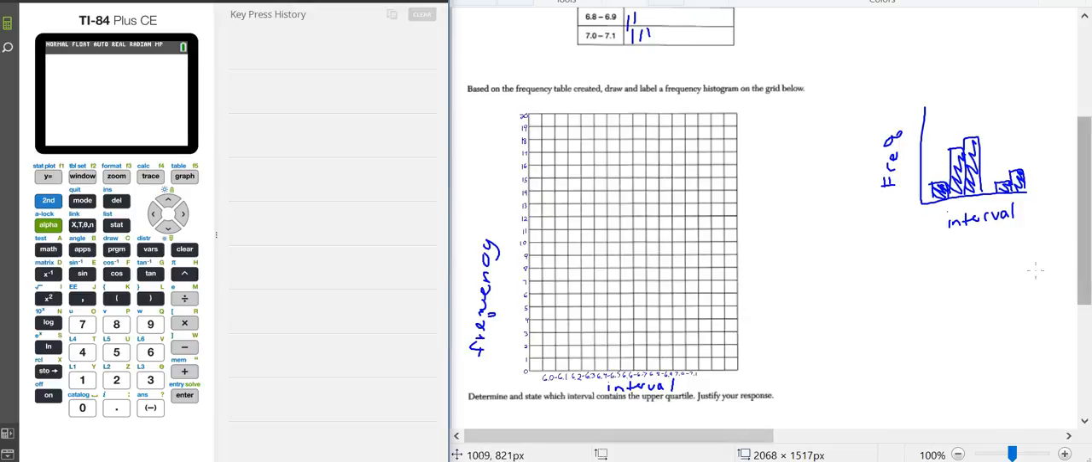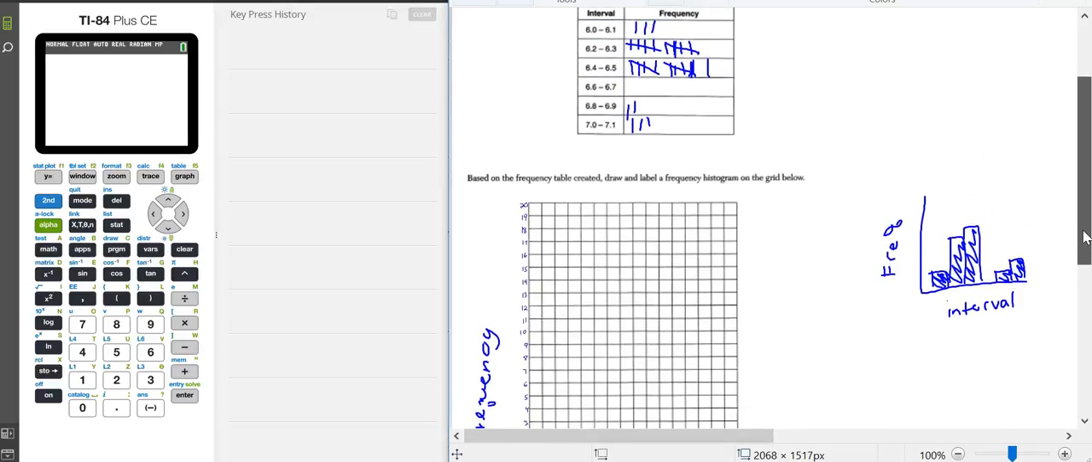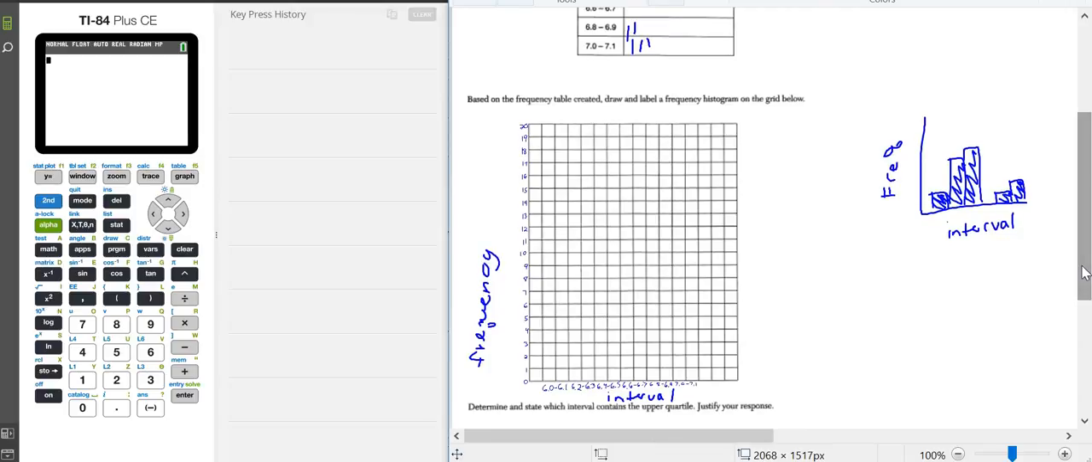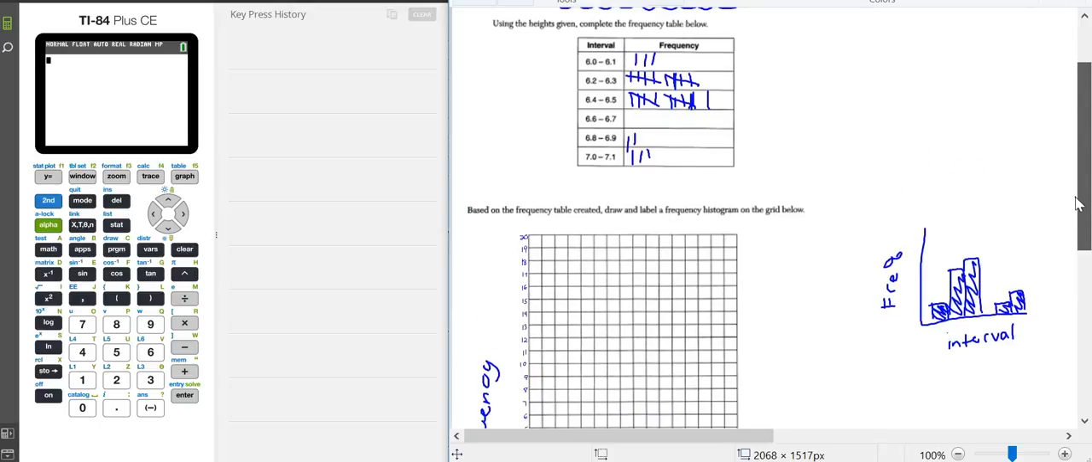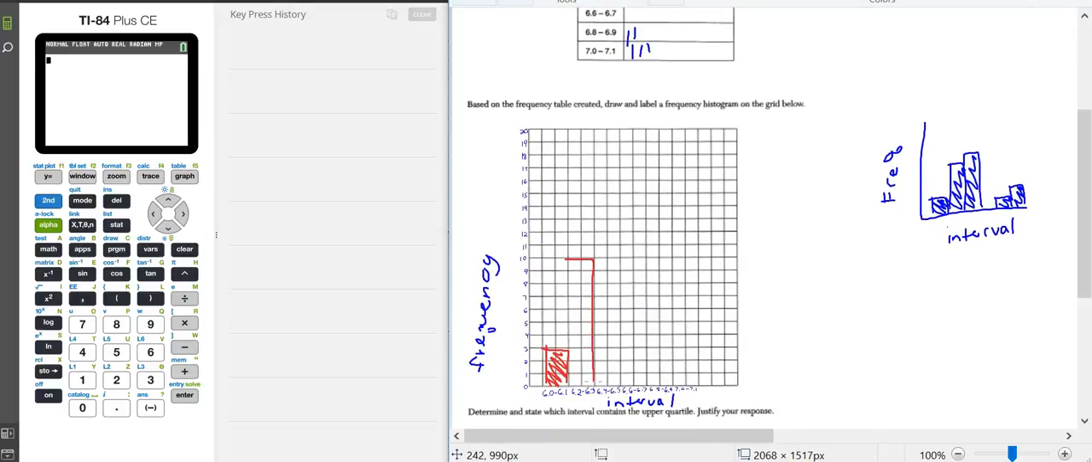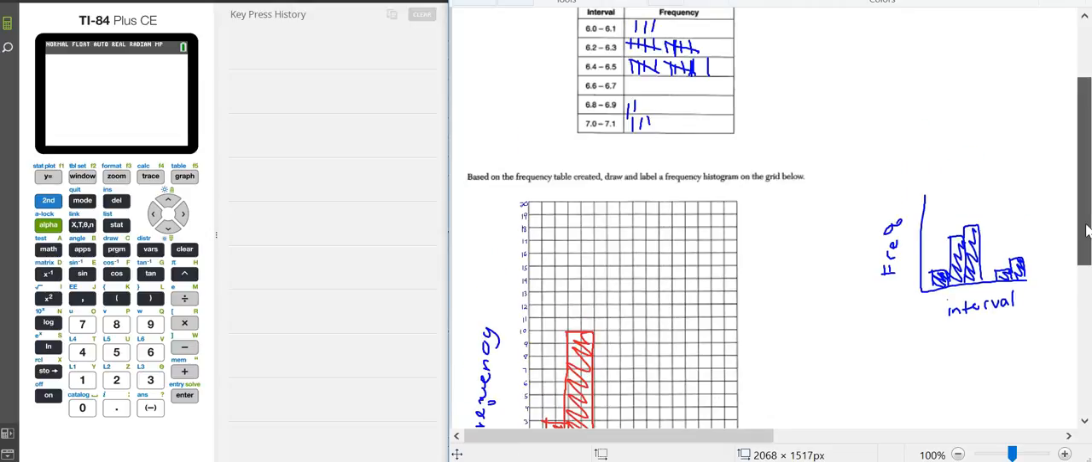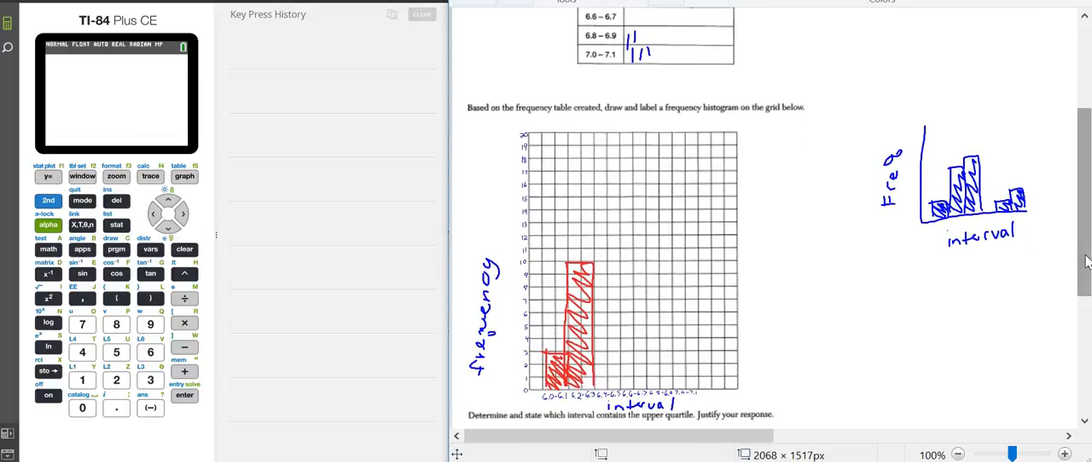Now let's actually draw the bars. From 6.0 to 6.1, we have a frequency of 3. From 6.2 to 6.3, we have a frequency of 10. From 6.4 to 6.5, we have a frequency of 11. From 6.6 to 6.7, we don't have any, so we're going to leave that blank. From 6.8 to 6.9, we have a frequency of 2. And from 7.0 to 7.1, we have a frequency of 3. And this is our histogram.